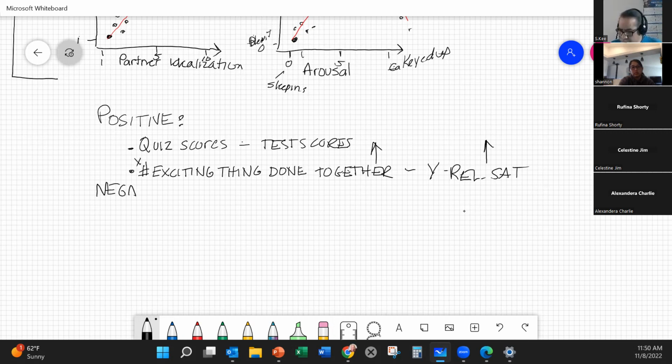Negative, and let me caution you, negative is not bad. It just means that as one increases, the other decreases. There's no valence to it.